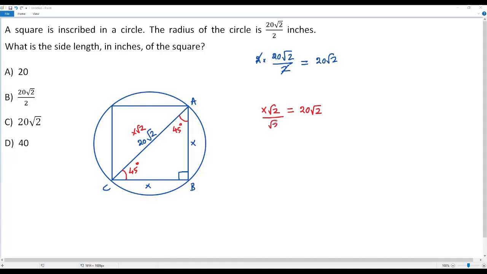Now let's divide both sides by square root of 2. When I do so, the square root of 2 will cancel out, and I am getting x equals 20. Now I got the value of x. Actually, x represents the side length of the square. Therefore, the side length of the square is 20 inches. We find this 20 in answer choice A. The correct answer choice for this question is A.